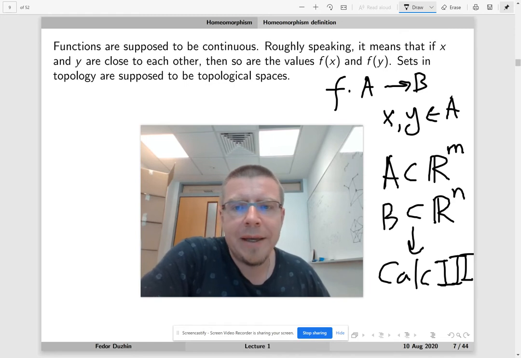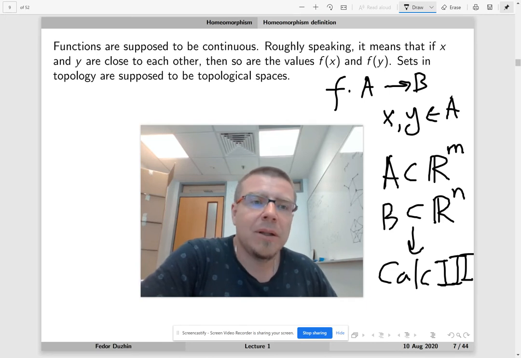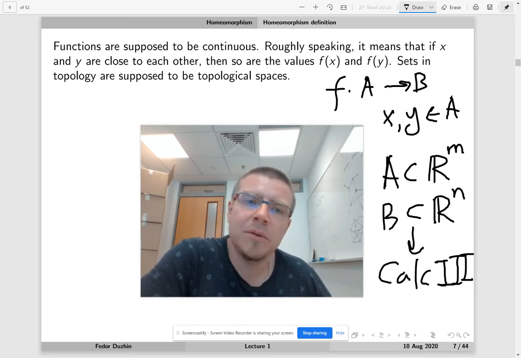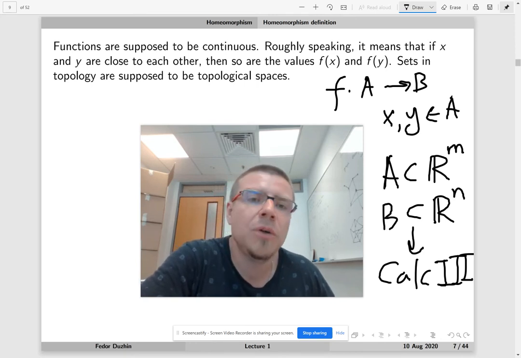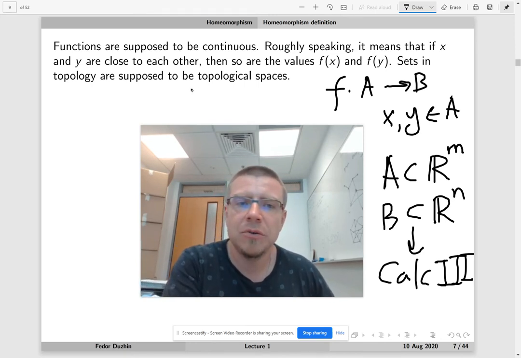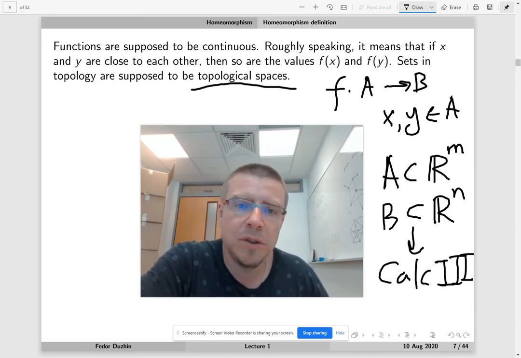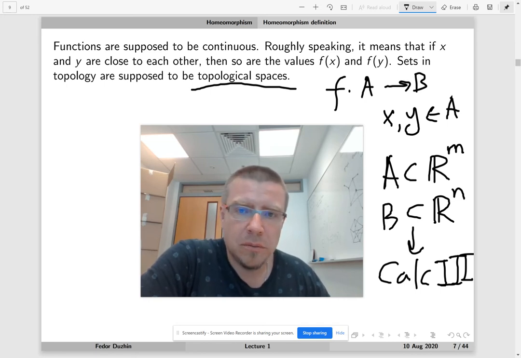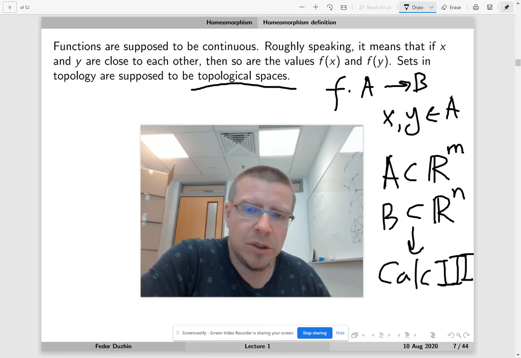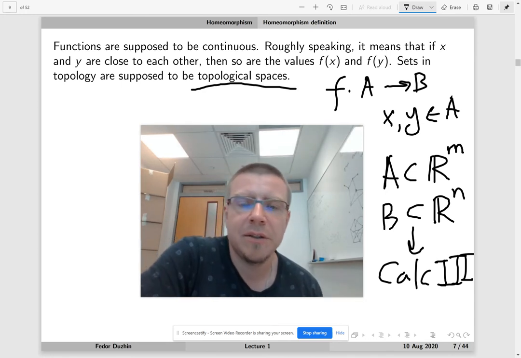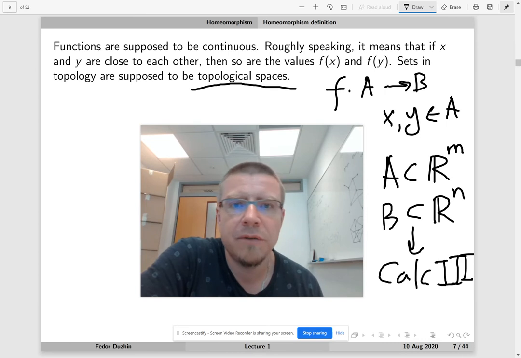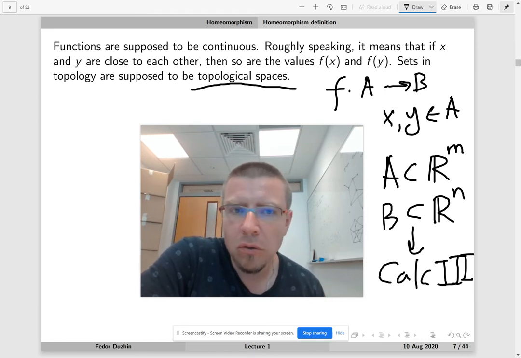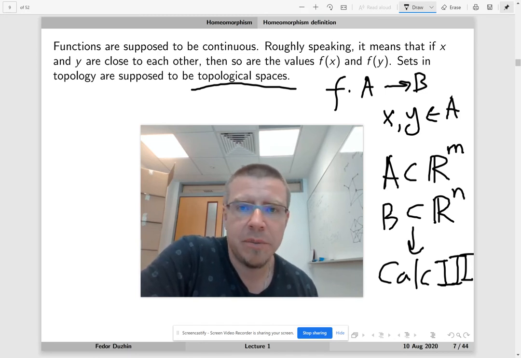If A and B are not necessarily subsets of a Euclidean space, then it is also possible to define what a continuous function is, and we will do it a bit later in lecture 3. This has to do with a so-called topological space. But for today, let's either pretend that we intuitively understand what a continuous function is, or you can pretend that all sets that appear in today's lecture are subsets of a Euclidean space.